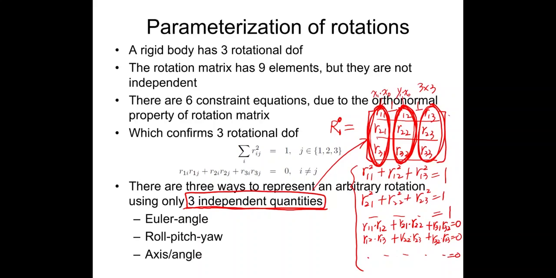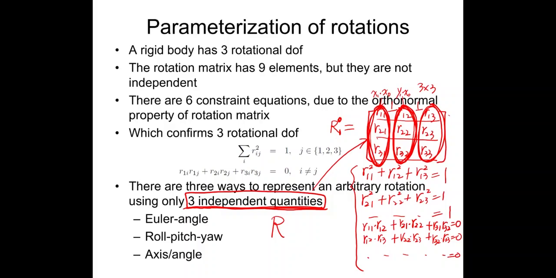Okay? And then we have a few different types of methods to define these 3 independent quantities. So what does it mean? It means if we have an arbitrary rotation matrix R, and again this rotation matrix is describing a rotation between 2 frames, we can know 3 independent quantities using different methods, and still we can represent this final rotation action.